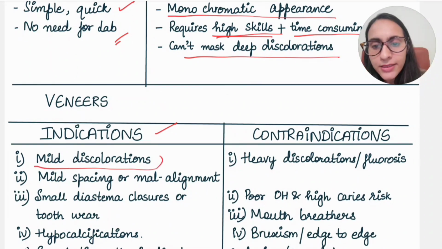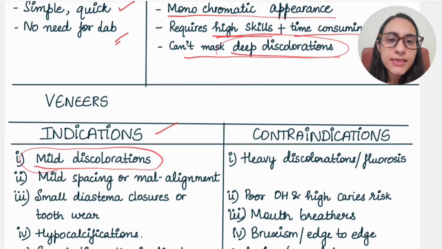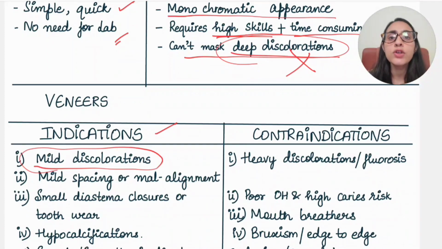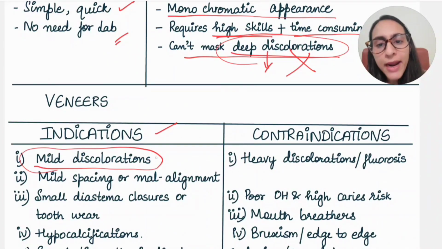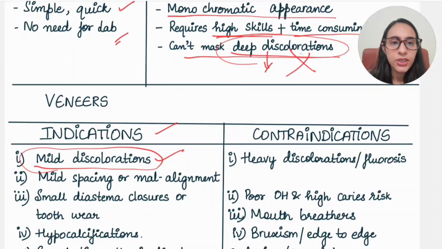So coming to the indications of the veneer, in which situations do we give a veneer? In case of a mild discoloration, we can give it. If there is a deep discoloration, we cannot use the veneer, because for deep discoloration we need to remove more of the tooth structure. The main agenda of the veneer is minimal tooth preparation, so that conservation of tooth structure is there. But if there is a deep coloration, then we need to remove more of the tooth structure. That is why for mild discoloration, we use the veneers. For deep discoloration, otherwise the tooth will be over contoured. That is why we do not use it.